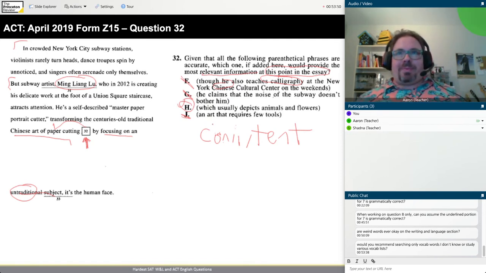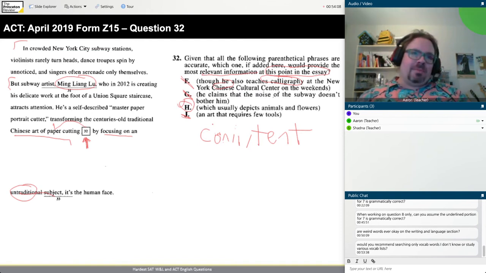So let me wrap up this question. Once again, we want to be consistent with what the question's asking and look at the context. And that's a great question. When it comes to studying vocabulary words, definitely you want to focus on the words you don't know. If you really, truly know a word, spend the time on other words.